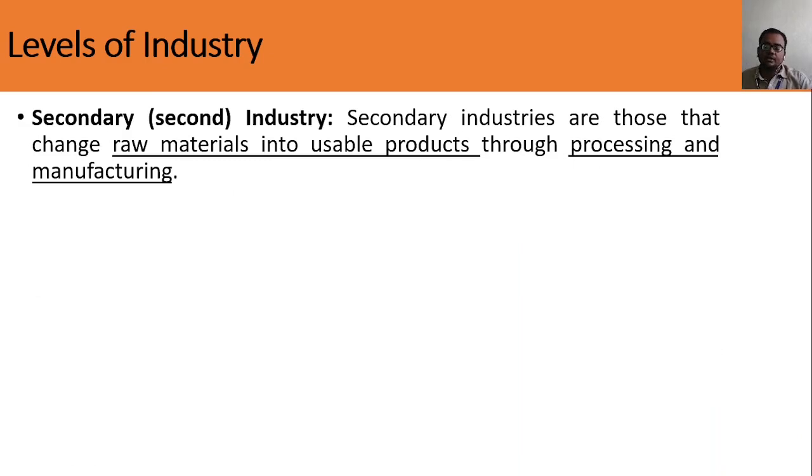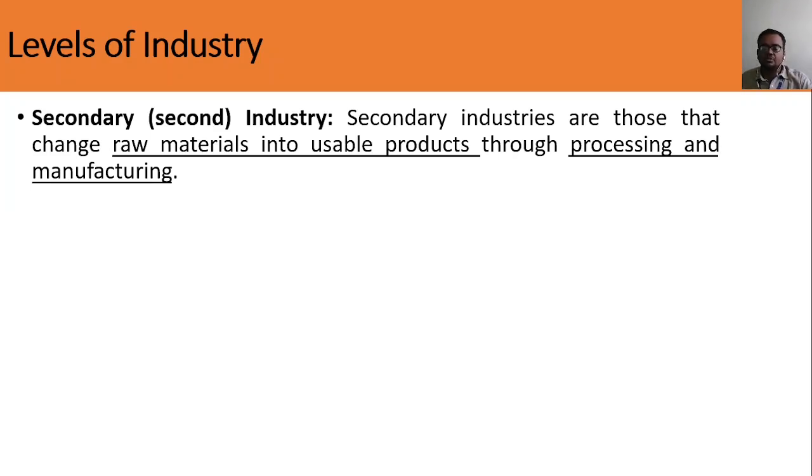The second is your secondary industry that is predominantly dependent on converting these raw materials into certain useful products. And this process involves processing and manufacturing. It involves processing of raw material into certain finished goods, or in some cases it may also be processing into a partially finished good.